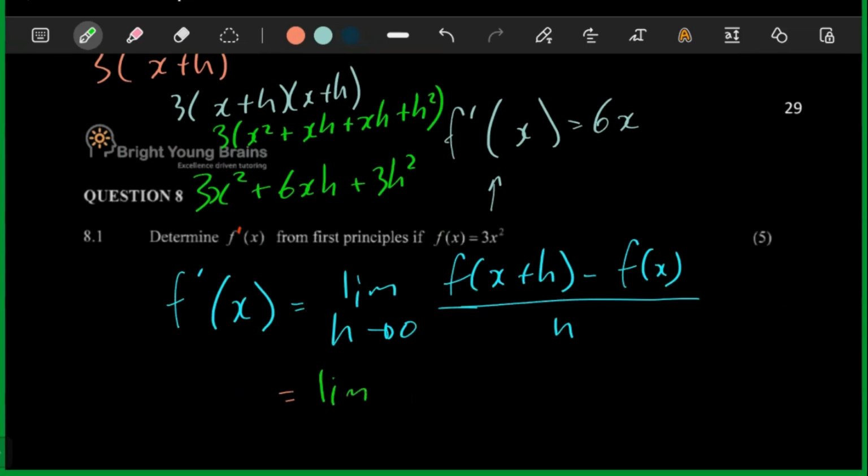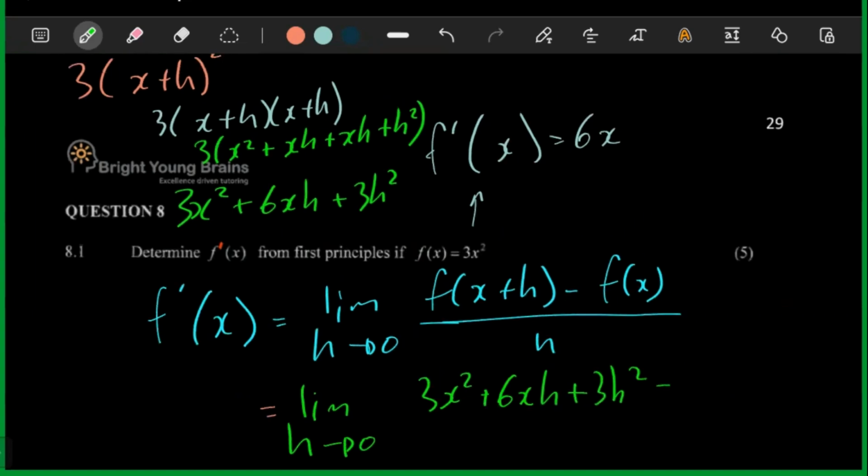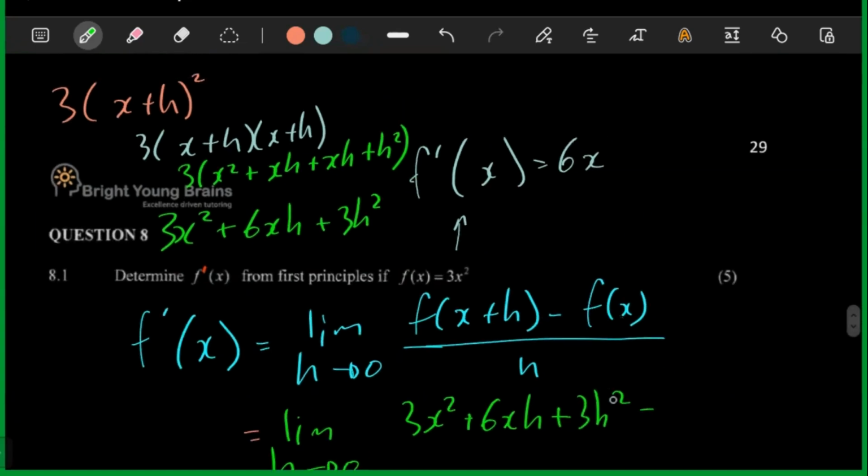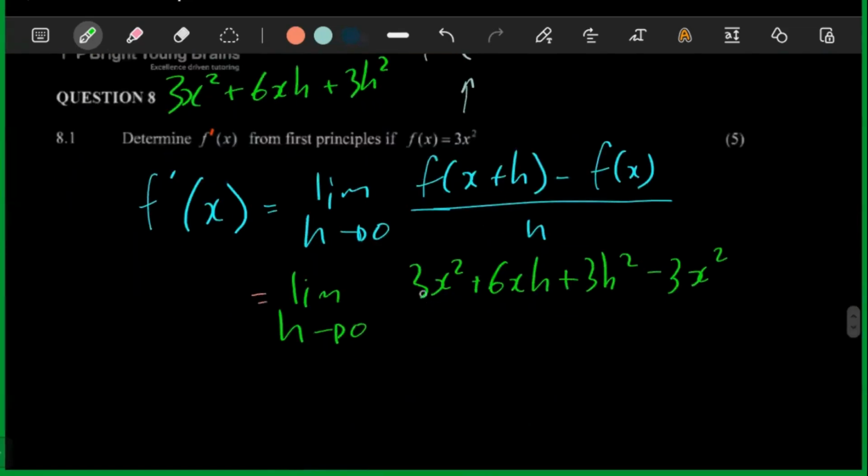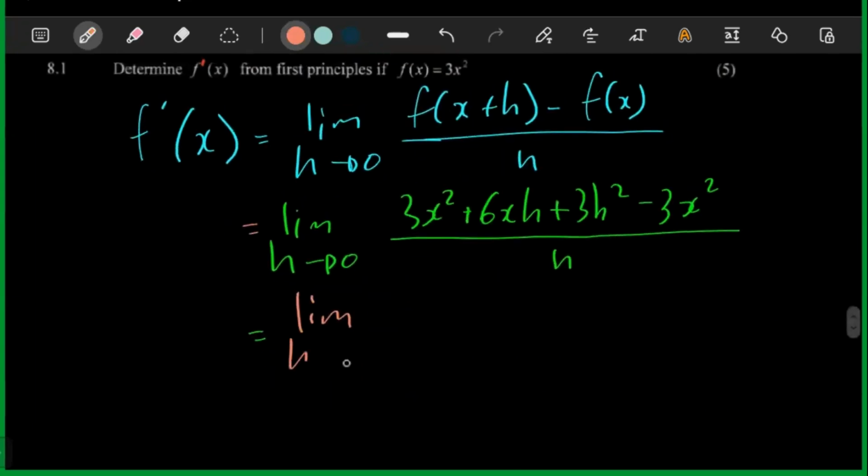You're going to have your limit as h goes to 0 of 3x squared plus 6xh plus 3h squared minus. Since this is minus f of x, we just say minus 3x squared, the whole thing over h. You have to keep the limit there until the end because you'll eventually need to substitute 0 for h in the denominator. At the top, things have to be cancelling out, otherwise it's off.